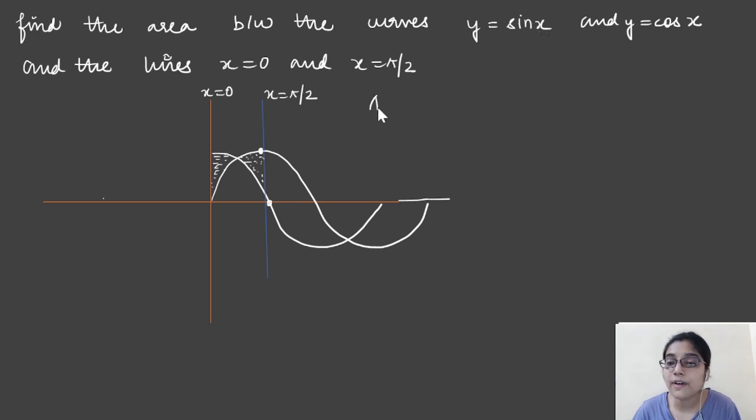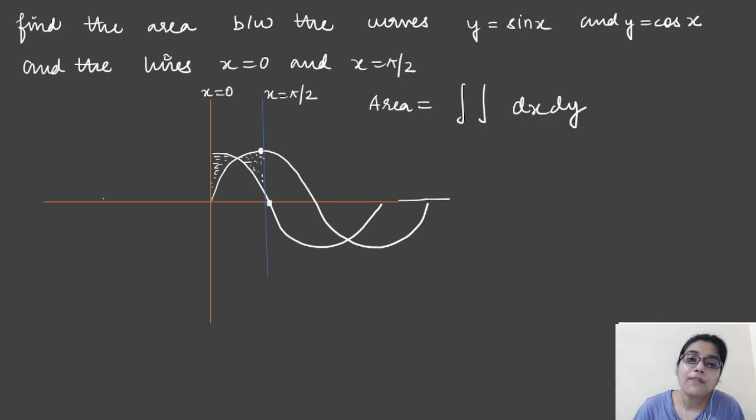Okay, so if I want to find out the area, I'll keep the formula dx dy. Now you see, if I want to find out the area, I will draw a strip either parallel to the x axis or parallel to the y axis. But if I draw a strip parallel to the x axis, then it will be divided into 4 parts. But if I am drawing a strip parallel to the y axis, then we have to split this whole region into just 2 parts. And this point, you all know what it will be, pi by 4, because the values of both are 1/√2 at the same point.